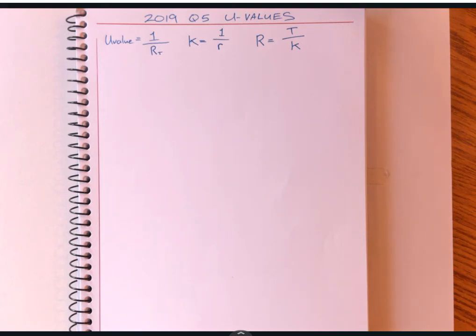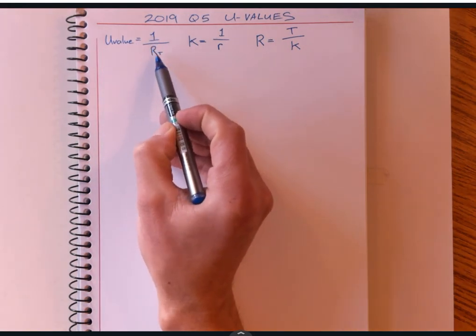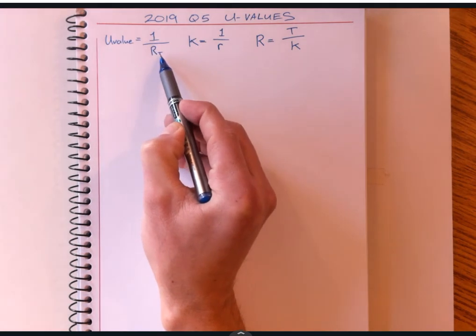2019 U values. So question 5 on the exam is always the same as our U value question. Before we even get to reading the question, you have 3 formulas that you'll always write down on the page. So your first formula, U value equals 1 divided by capital R with a little t beside it. 1 divided by the total resistance.